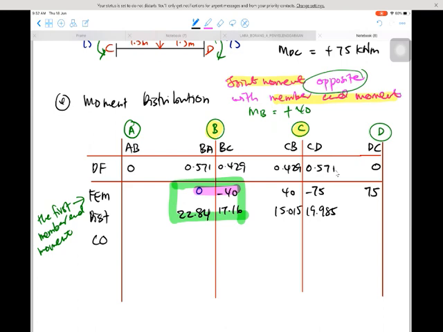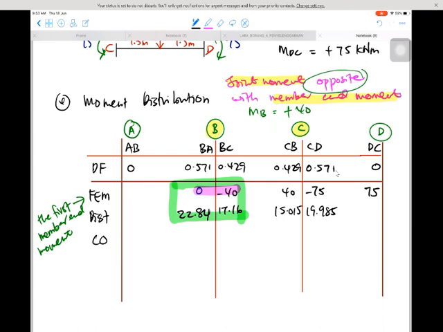By looking at this table, if I'm talking about the joint moment at B, what is the value? We have to combine BA plus BC, which is 0 plus negative 40, and opposite with this is positive 40. So the moment that we distribute is positive 40 times the distribution factor. Positive 40 times 0.571, we get 22.84, and positive 40 times 0.429 is equal to 17.16.